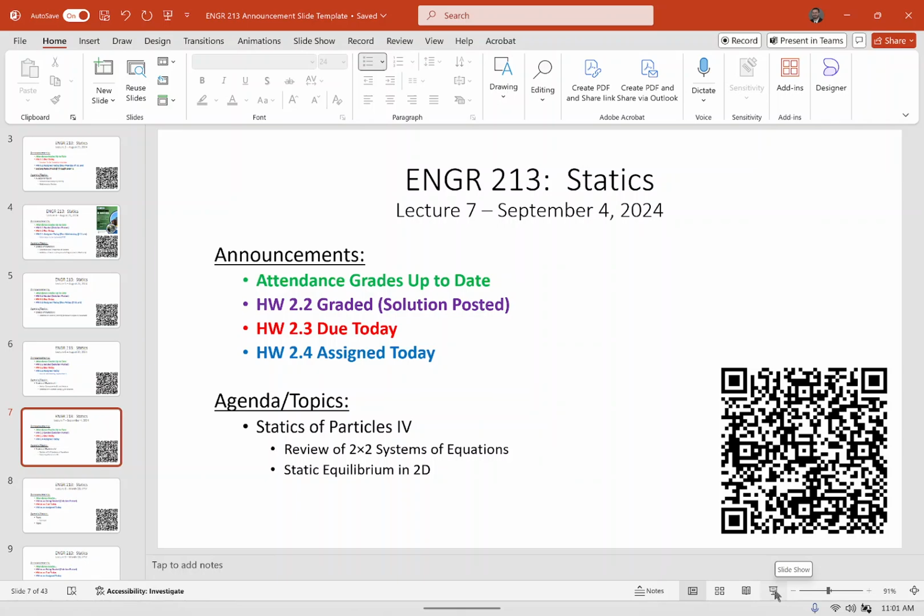That is a problem that you have done before, but it might have been a while. So we're going to do a quick algebra review today, and then we're going to start applying principles of static equilibrium in 2D. Once we figure out 2D, we'll then go to 3D, and then take it from there. So I think you'll see a natural progression of things moving forward.